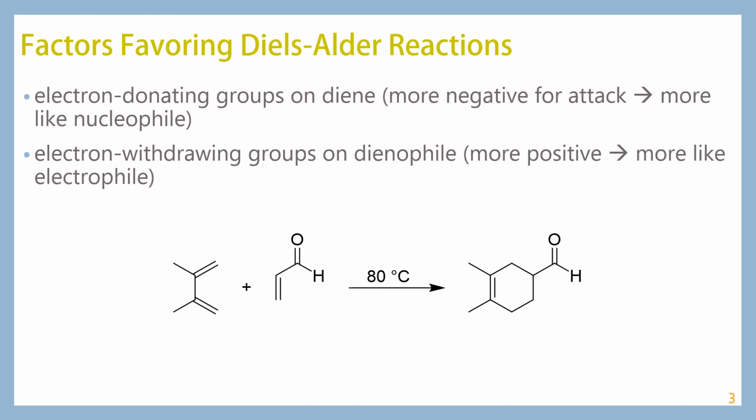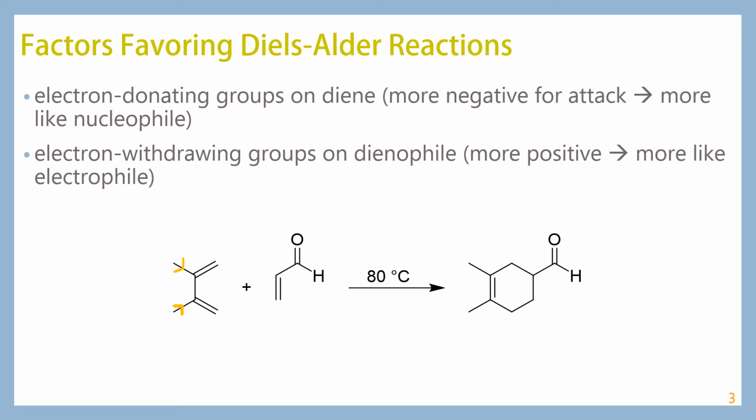But if you put electron donating groups onto the diene, such as methyl groups, right, so alkyl groups are electron donating because they are electron dense. So they donate electron density. So I'm just showing electron density being put into the diene. The reason this is favorable is that the diene is going to initiate the attack. So you make it a little more negative, more electron dense. It becomes more like a nucleophile.